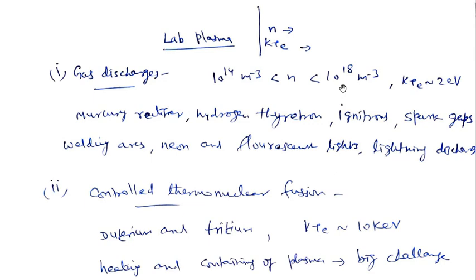Gas discharges are encountered nowadays in mercury rectifiers, hydrogen thyratrons, ignitrons, spark gaps, welding arcs, neon and fluorescent lights, and of course the lightning discharges.